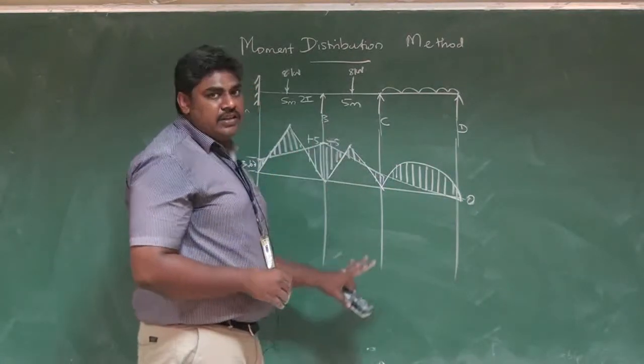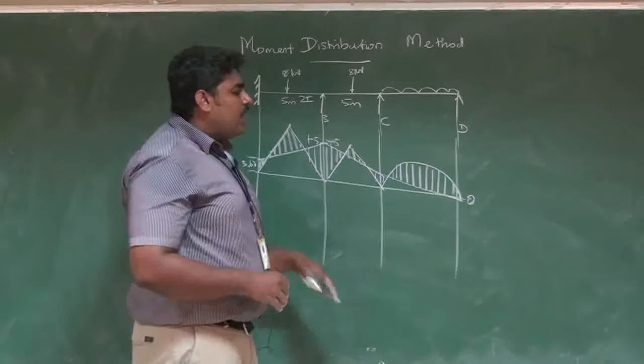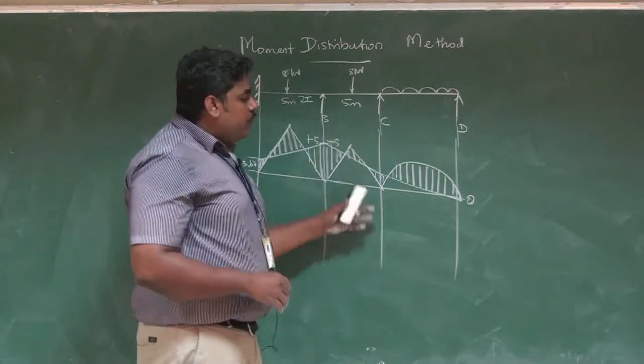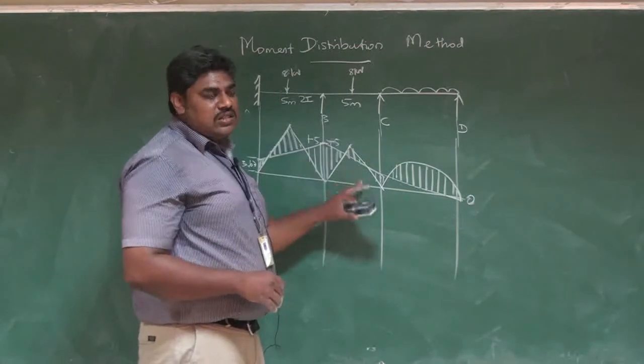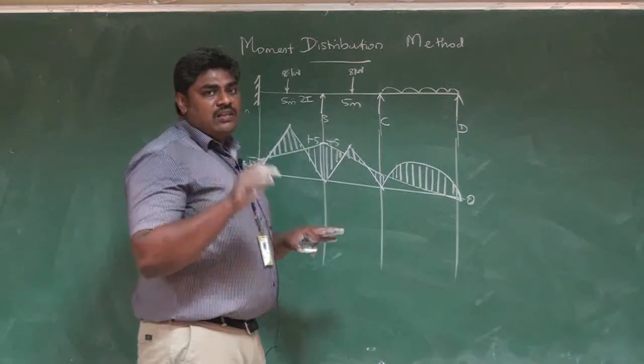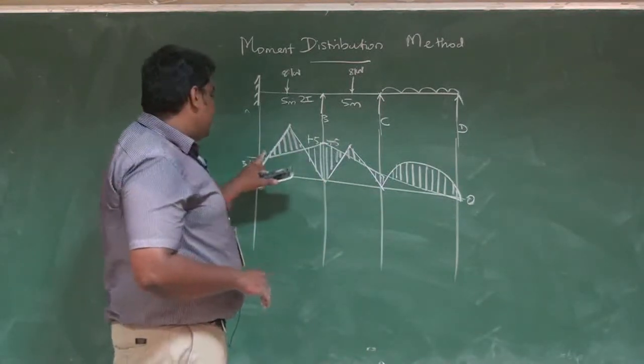We do this particular iteration technique. So this step is repeated. Balancing and carryover is repeated. It has to be repeated a minimum of 6 to 7 times to get a constant value on both the sides. Right? And whenever you stop the problem, the last step will be carryover to the fixed ends.